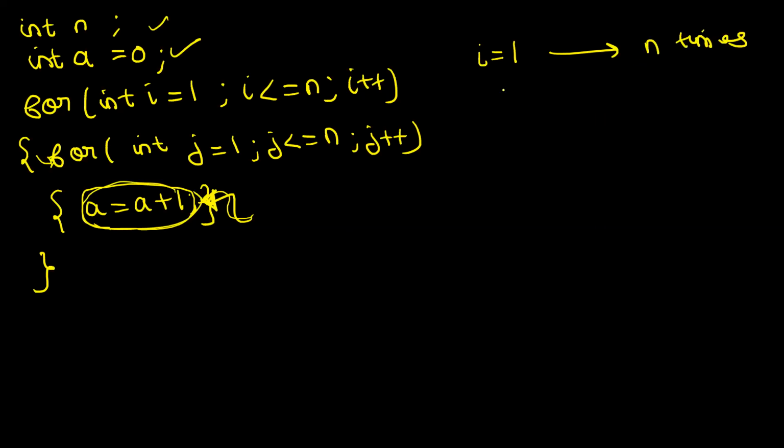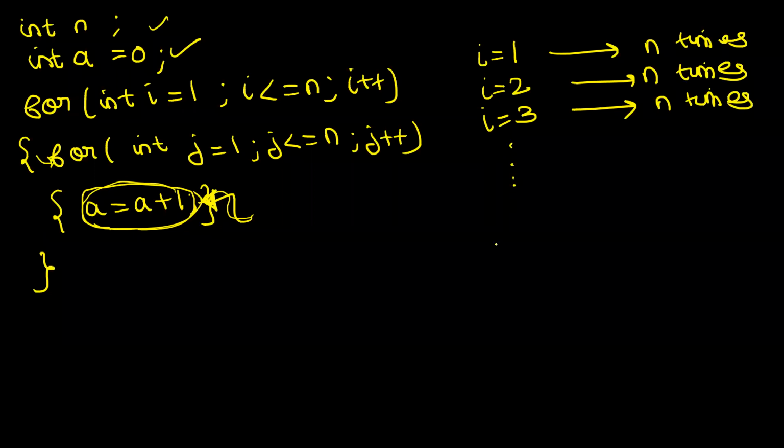Then the value of i will become 2. And for i equal to 2, again this inner loop will run for n times. Do you all agree? So this operation is again performed n times. Similarly, for i equal to 3, this operation is performed n times. Likewise, till i equal to n, again this operation is performed n times.